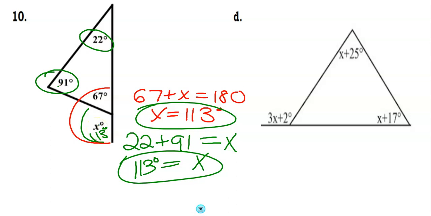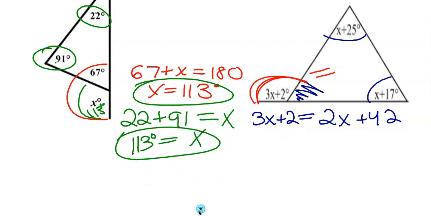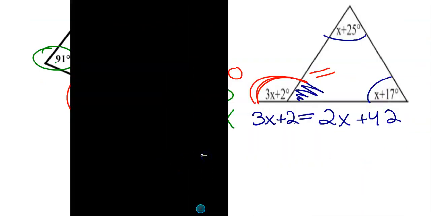Now in this one, I don't have the option. I don't know what this angle is, but that's okay. I don't need it. These two angles equal the outside angle. So let's combine like terms and solve. So x plus x is 2x. 25 plus 17, let's put that in the calculator. Practice using the calculator. Plus 42 equals 3x plus 2. Okay, so solve that. Solve for x.